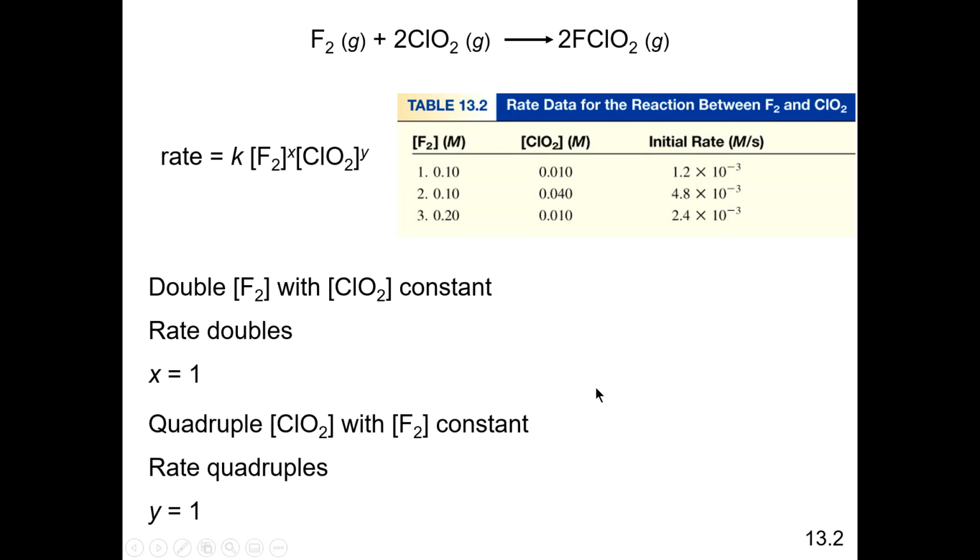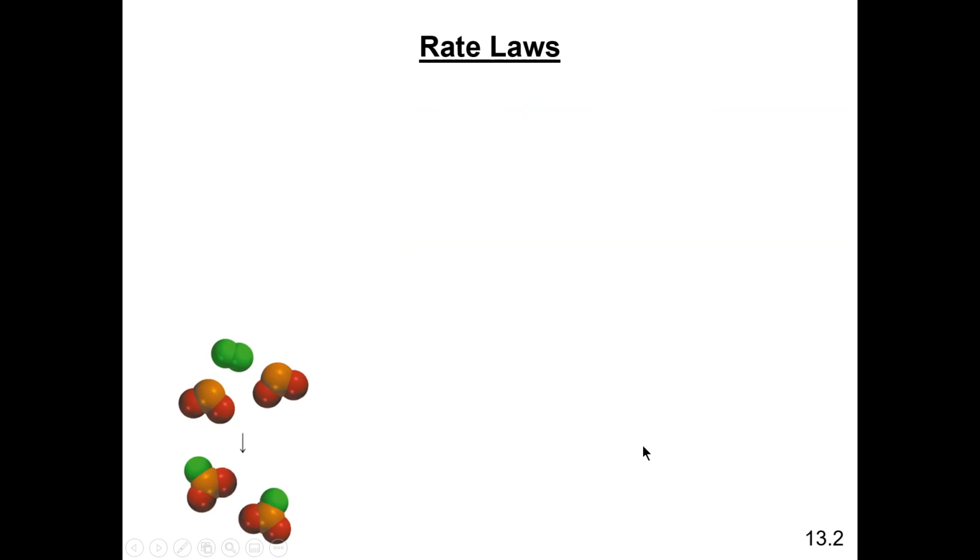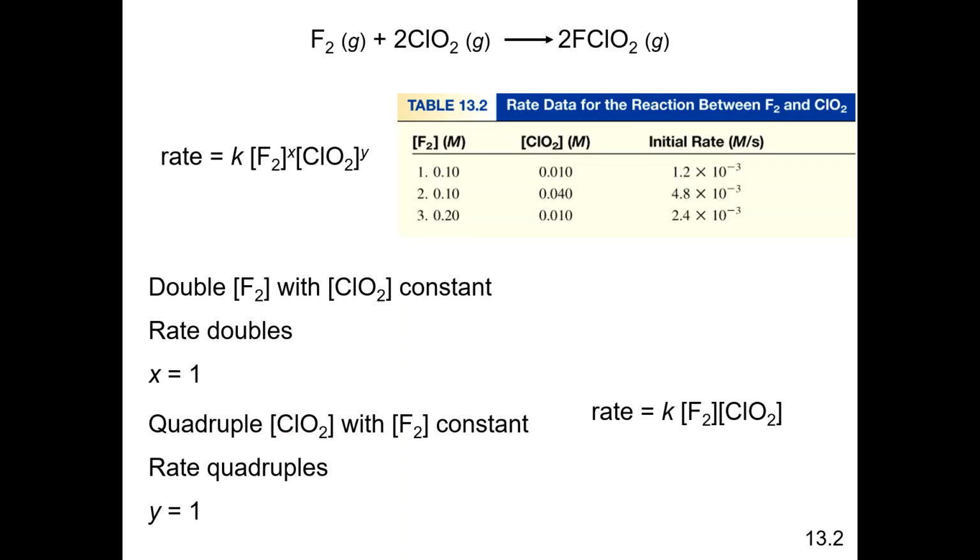and therefore we can write down that the rate law is equal to k times the concentration of fluorine raised to the 1 times the concentration of ClO2 raised to the 1. So that's basically how you determine the rate law, all right? Later on, we're going to look at an example where we can also go ahead and determine the rate constant. In fact, let me show you how to do that now. It's quite easy. All you have to do is rearrange this equation here.